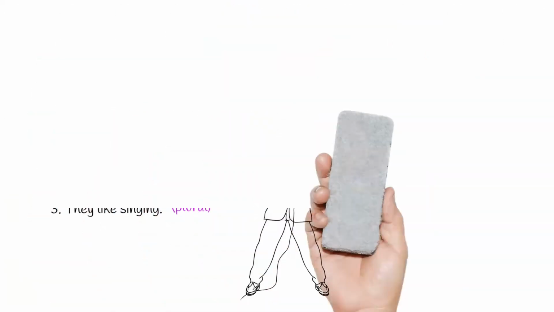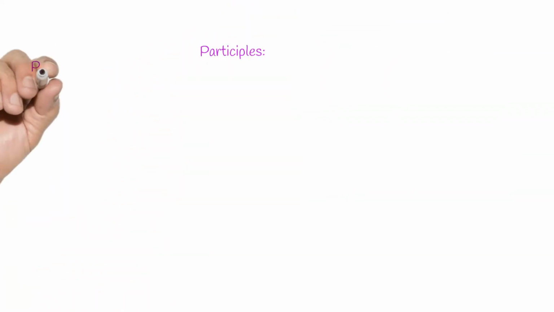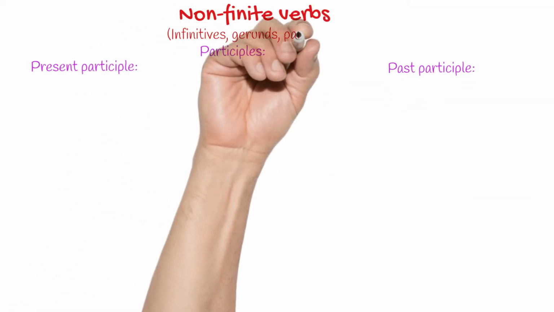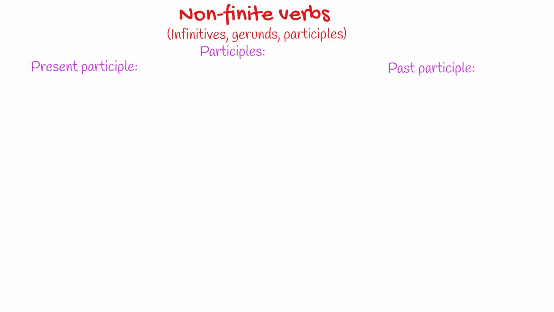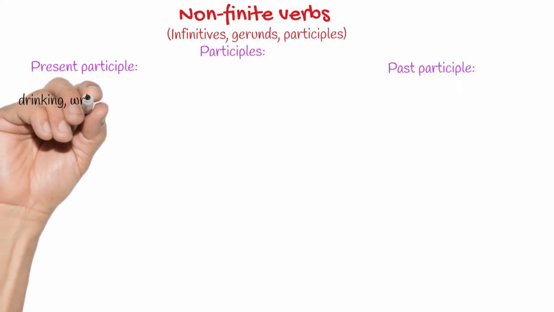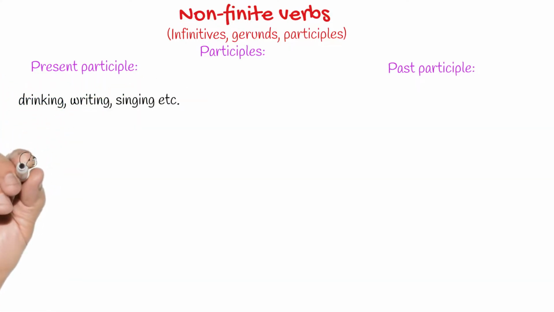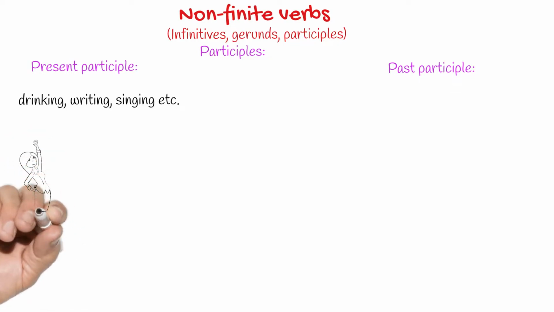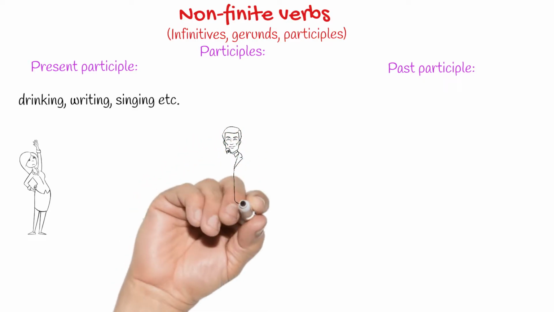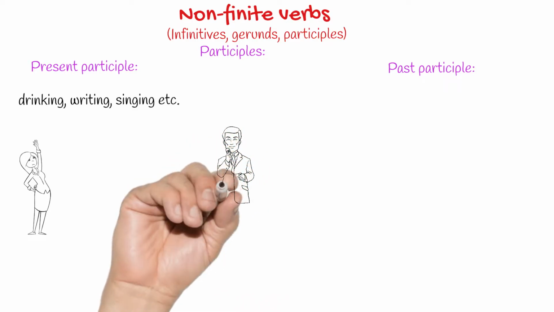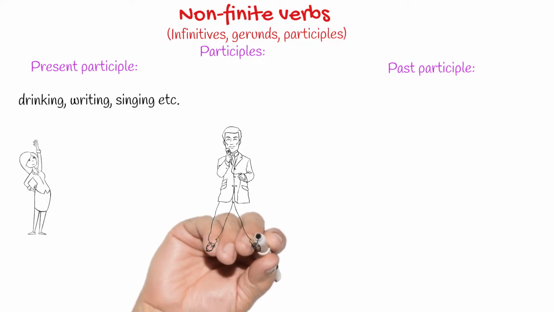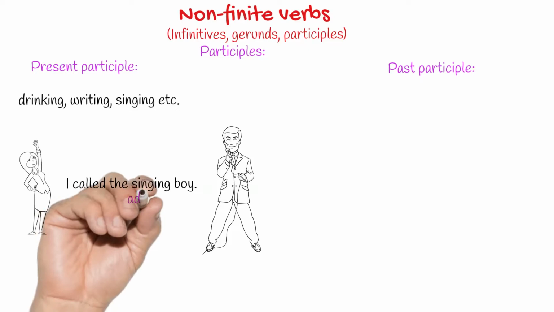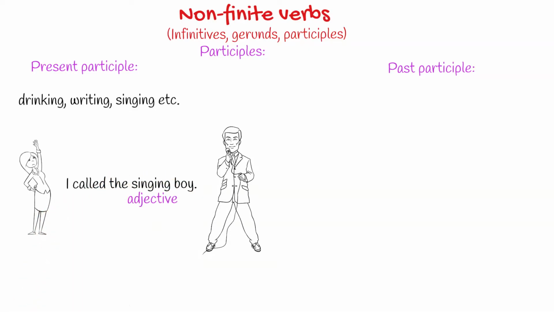non-finite verb. Participles. There are two types, namely present participle and past participle. The form of the present participle is the same as a gerund. Examples: drinking, writing, singing, etc. Then what is the difference between a gerund and a present participle? A gerund can function as a noun, whereas a participle can function as an adjective. As in, I called the singing boy. Here, singing qualifies the boy.